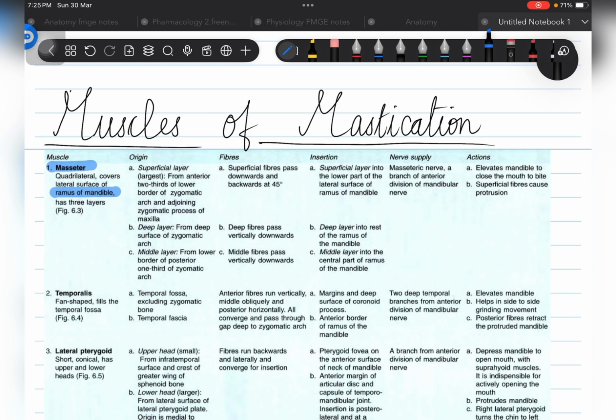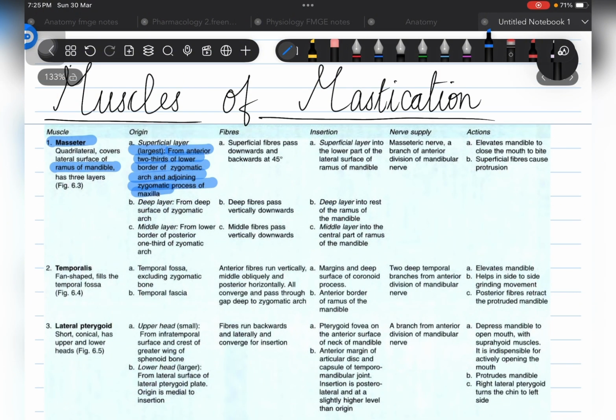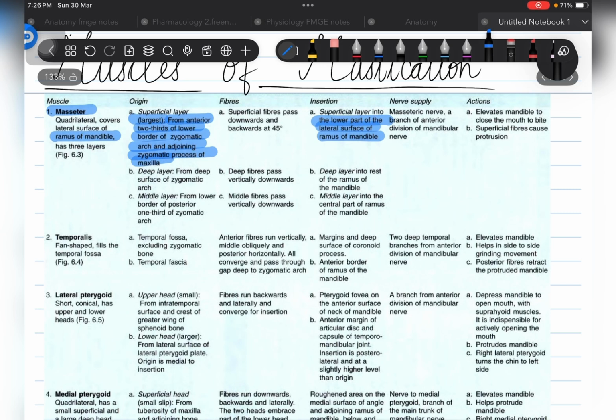originates from the superficial layer, which is the largest, from the anterior two-thirds of the lower border of the zygomatic arch and the adjoining zygomatic process of the maxilla. Second is the deep layer, from the deep surface of the zygomatic arch. Third is the middle layer, from the lower border of the posterior one-third of the zygomatic arch. You do not have to study the fibers, so let's move to the insertion of masseter. First is the superficial layer into the lower part of the lateral surface of the ramus of the mandible. The deep layer goes into the rest of the ramus of the mandible, and the middle layer into the central part of the ramus of the mandible.